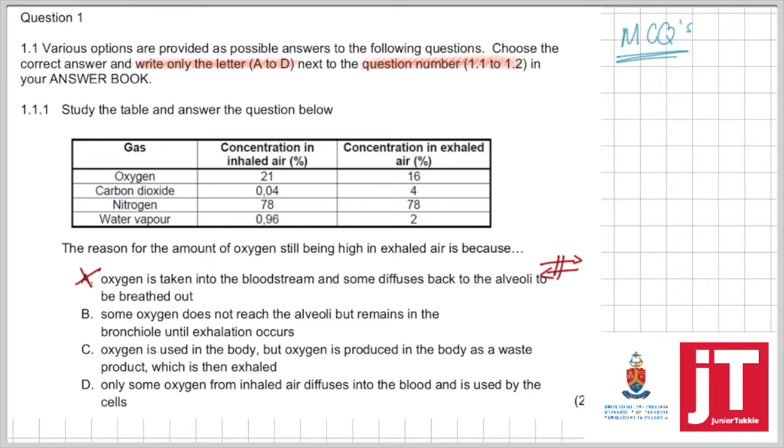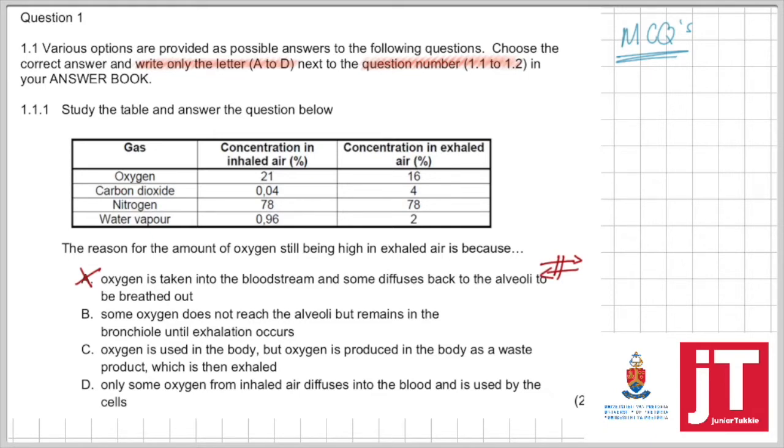Now, just looking at the data in this table, it's giving us an indication of something that is actually happening in between inhaled and exhaled air. So there's a process taking place here. Now, we haven't looked at the question yet, so let's step across to that, and then we'll have a look at the options that we're given. Okay, so in question 1.1.1, the reason for the amount of oxygen still being high in exhaled air is because.